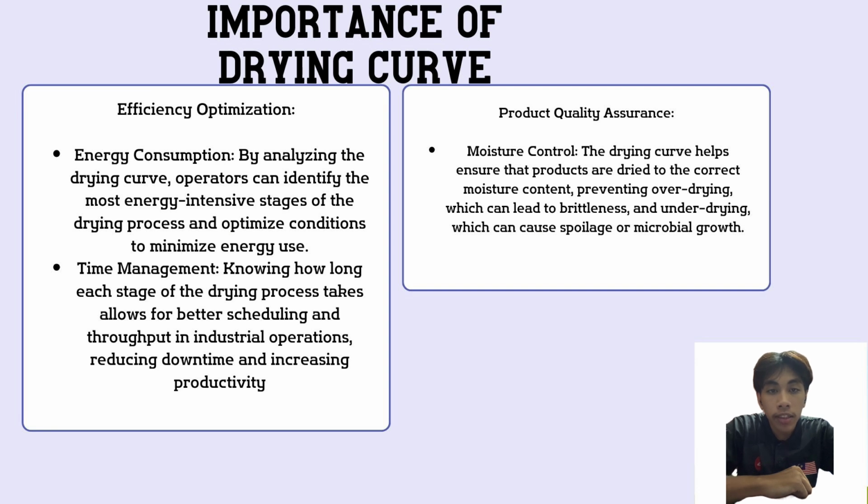Knowing how long each stage of the drying process takes allows for better scheduling and throughput in industrial operation, reducing downtime and increasing productivity. Next is product quality assurance. For example, moisture content. The drying curve helps ensure the products are dried to the correct moisture content, preventing over-drying, which can lead to brittleness, and under-drying, which can cause spoilage and microbial growth.